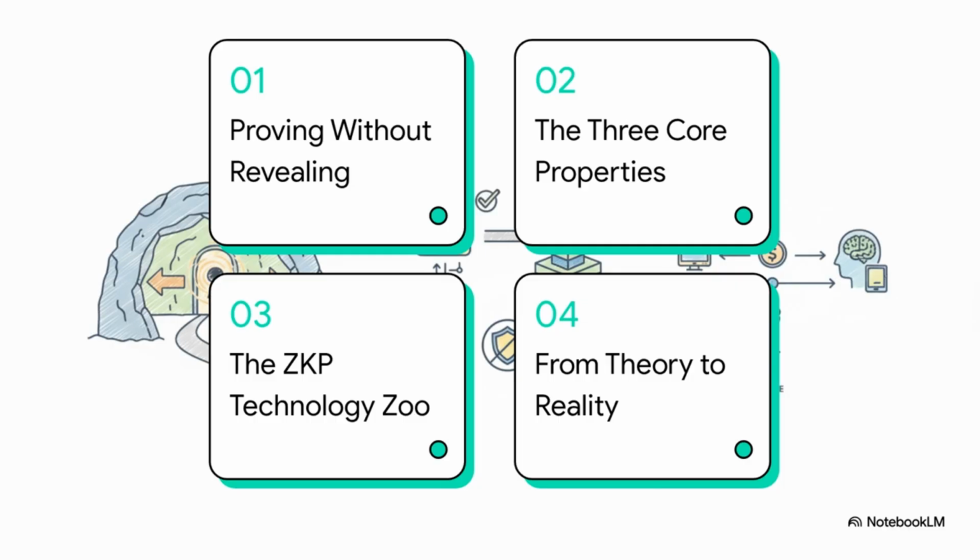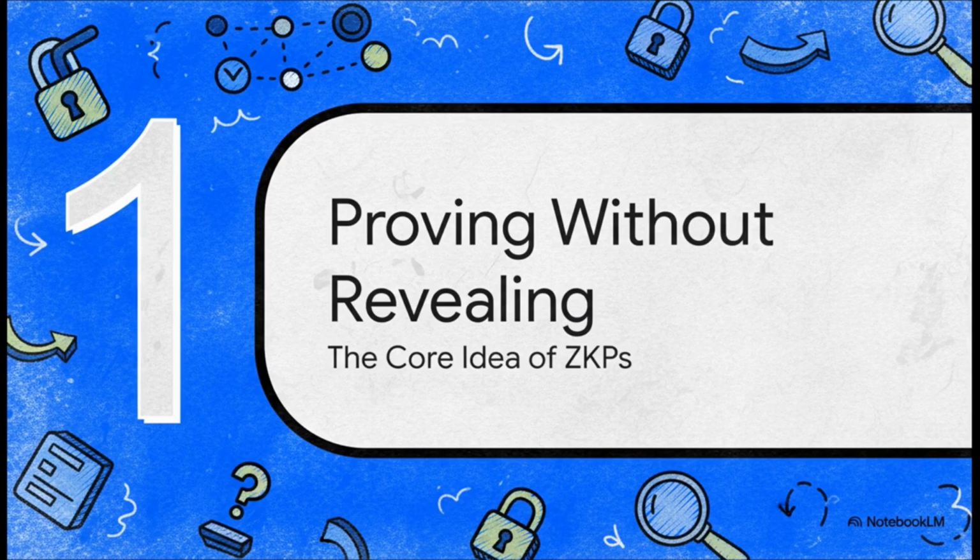Let's get into it. All right, section 1, proving without revealing. We're going to start with the core idea behind zero knowledge, this central puzzle that ZKPs were invented to solve. It feels a little counterintuitive at first, but trust me, it's the key to so much.